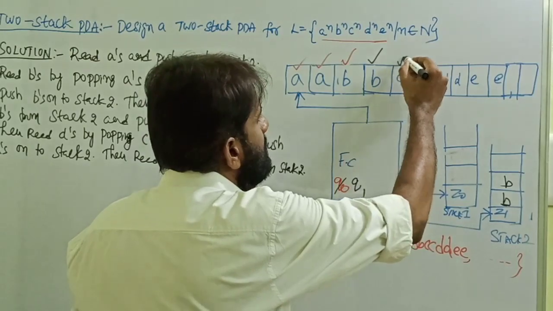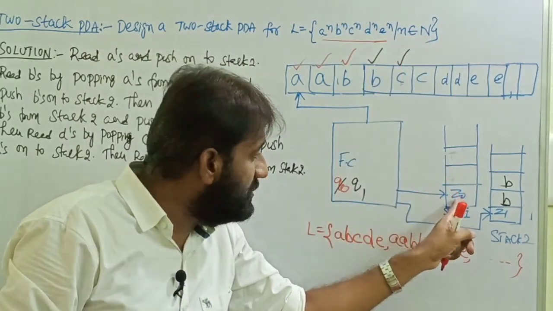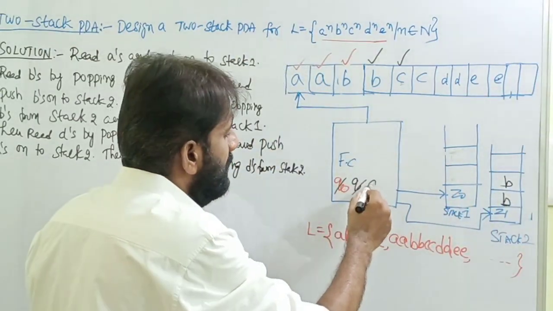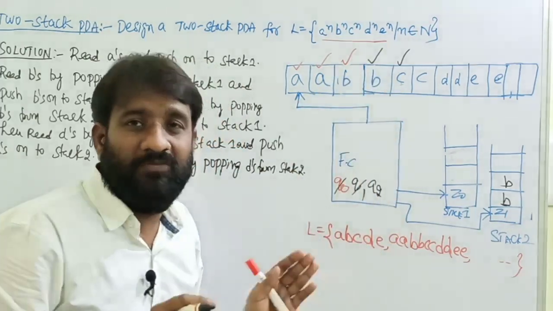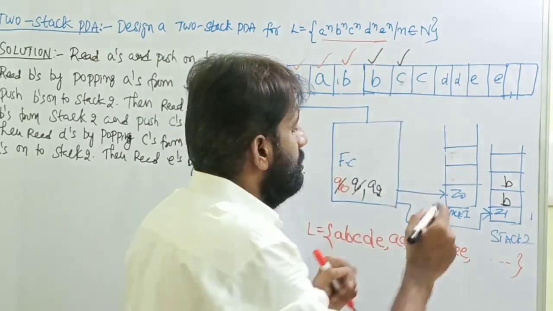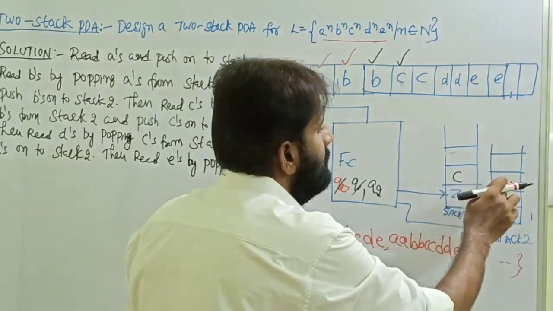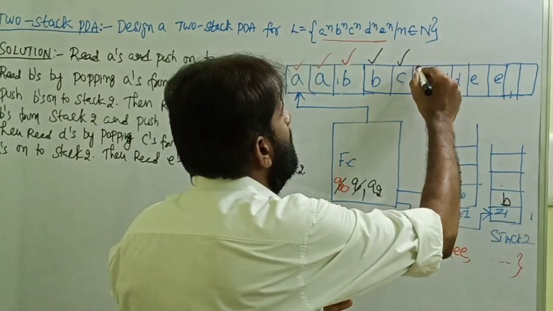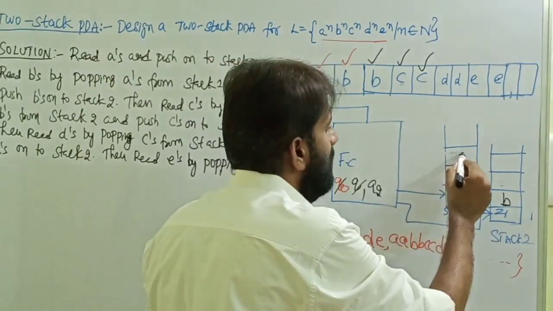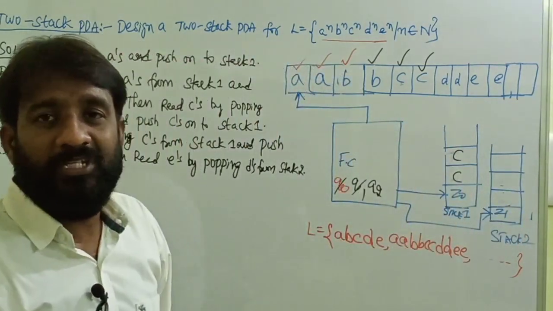The next input symbol is C. In Q1 with input symbol C, the top of stack 1 is Z0 and the top of stack 2 is B. Now change state from Q1 to Q2, because now we are reading C's, so we have to show some configuration difference. Read C, add C onto stack 1 by doing a pop operation on stack 2. Same thing, read the next C, remain in the same state, add C onto stack 1 by doing a pop operation on stack 2. Now the C's are completed.